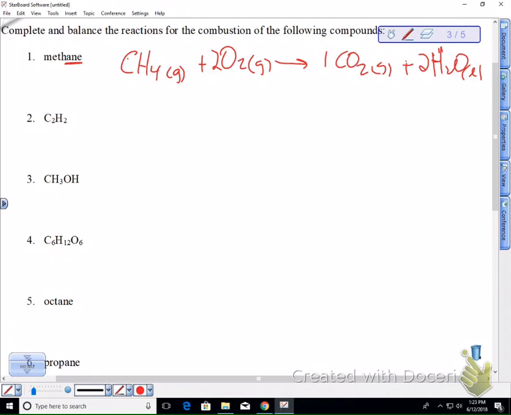Number 2, there's 2 carbons. They gave us the formula for it. What do you think the name of that is?